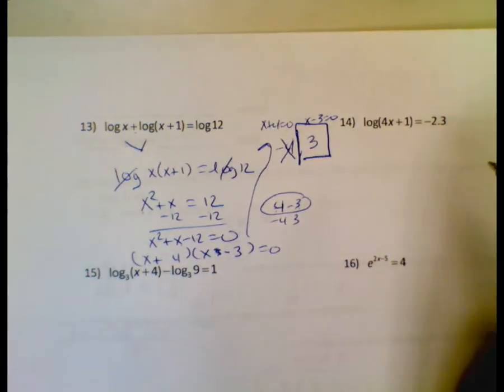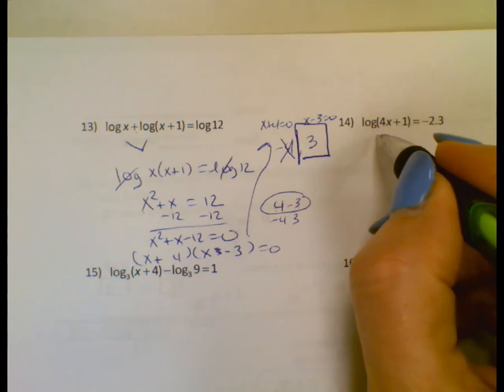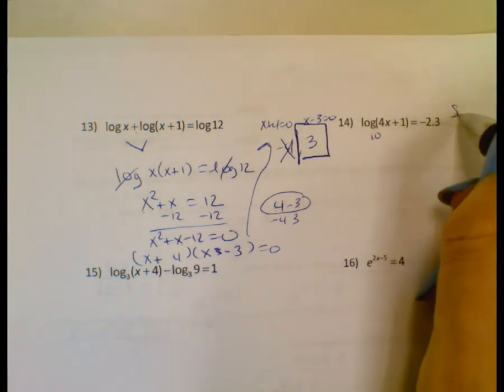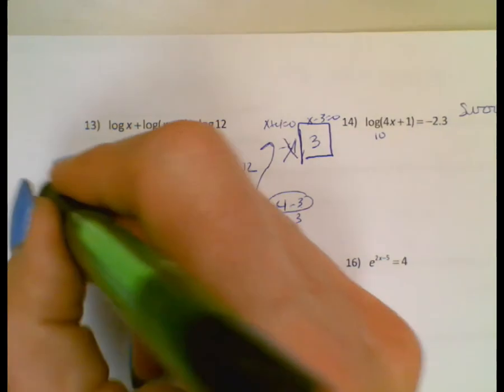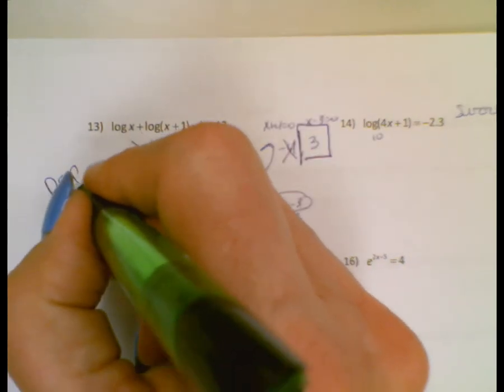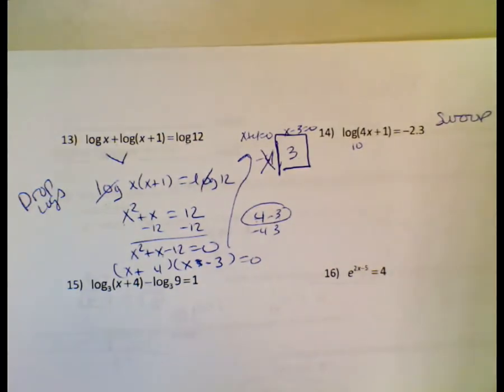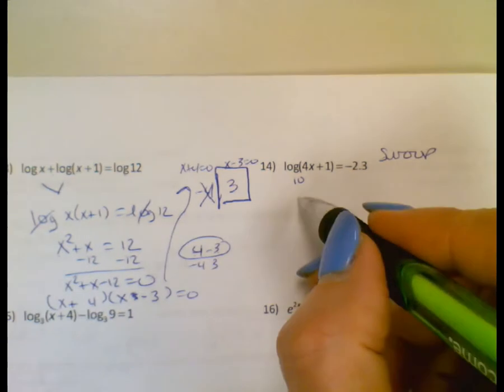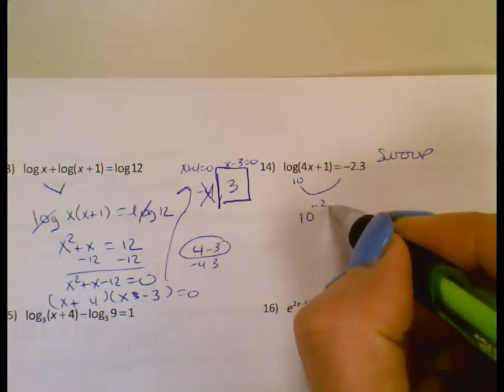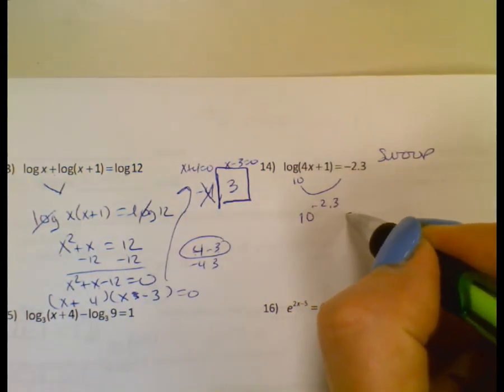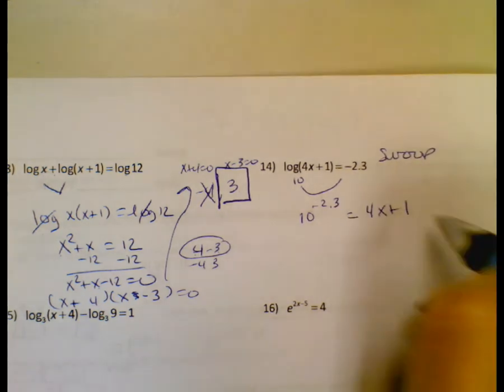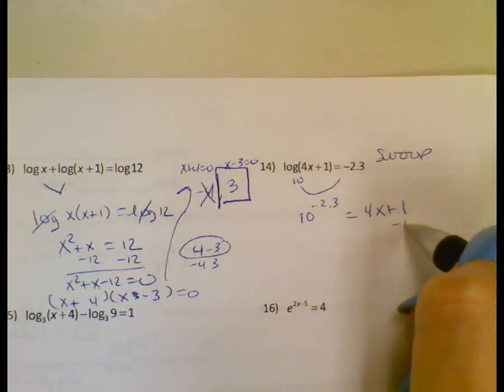So in 14, you have a single logarithm. If you have a single logarithm, you're going to swoop. So this one we drop the logs. And this one we're swooping. So we have 10 to the negative 2.3 power equals 4x plus 1. We're solving for x, so subtract 1.